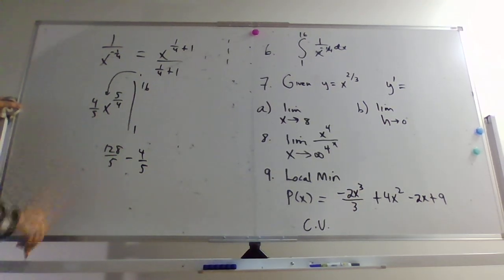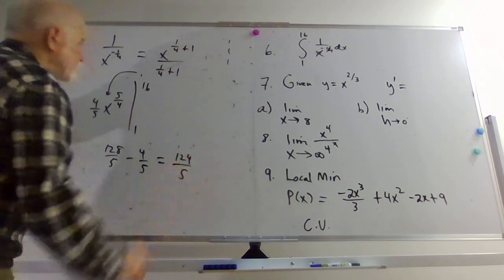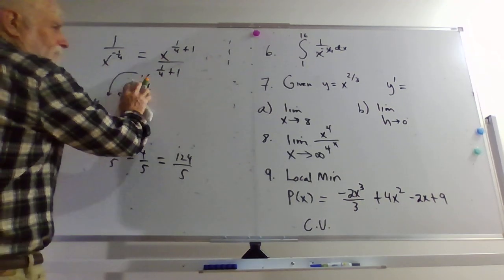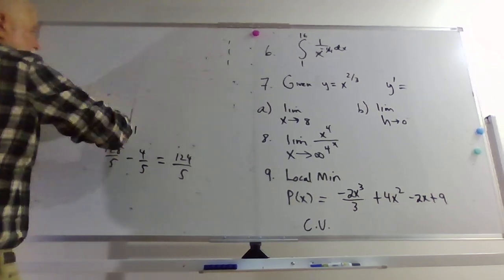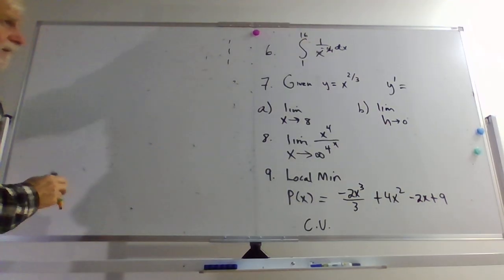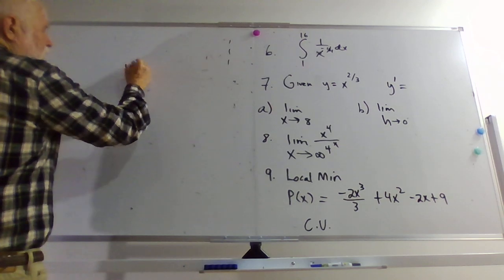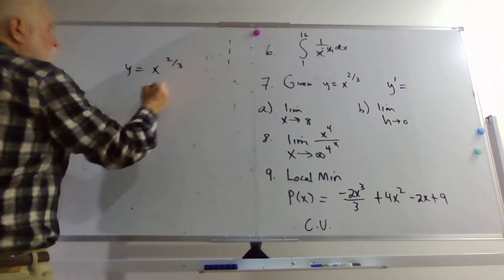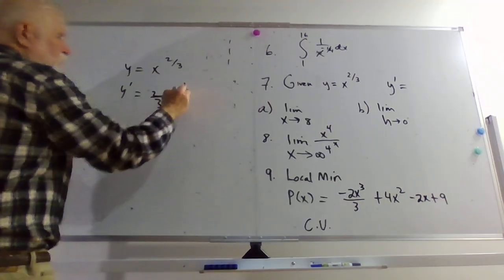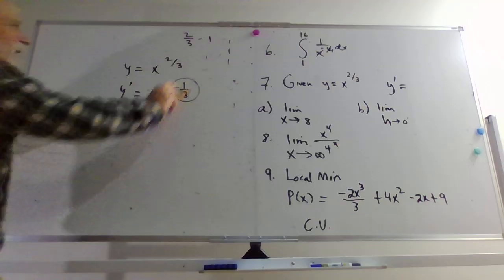Yep. Answer, 124 over 5. Given x to the 2/3, find y prime. Remember, we've only been at calculus for 15 lesson sets now. That's 3 weeks in a classroom. So if y equals x to the 2/3, then y prime is 2/3 x to the minus 1/3. We're going to do 2/3 minus 1 for the exponent, which is minus 3 over 3.